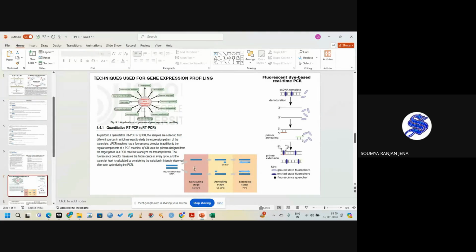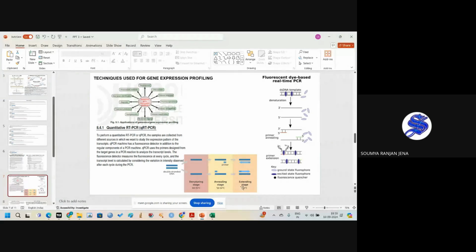This is called the annealing stage. If you do not do the annealing step, then the primer will not bind to one strand of the DNA or gene, or the other strand of the DNA or gene, because we have to increase the copy number. If the gene is expressed in a very low amount, then we have to do quantitative real-time PCR to increase the copy numbers of that DNA or particular gene.